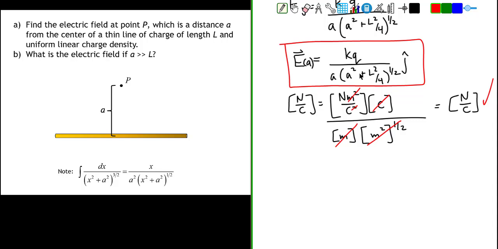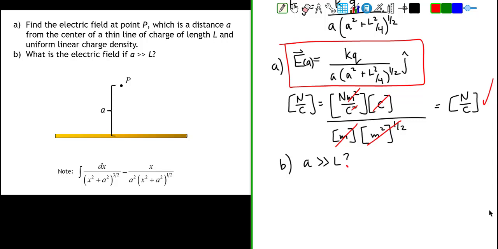Let's give ourselves a reality check. So the reality check is kind of outlined for us in part B. Part B says, what is the electric field if the point A is much, much greater than the length of our line? So what do you think it means that A is much greater than L? Well, what it means is we are so far away, the size, the length of that charge doesn't matter. It's negligible in comparison to the distance.